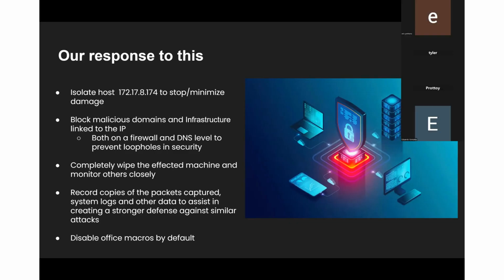We also need to scrutinize adjacent workstations on the same subnet just in case the infection attempted lateral movement. It is also incredibly important to record copies of the packet capture alongside the system logs. Preserving the vital data will deeply assist us in creating a stronger defense against similar attacks going forward. Taking the time to archive these artifacts allows our team to study the specific tactics the adversary utilized. Finally, we must disable Office macros by default across the entire organization to neutralize this attack vector entirely.